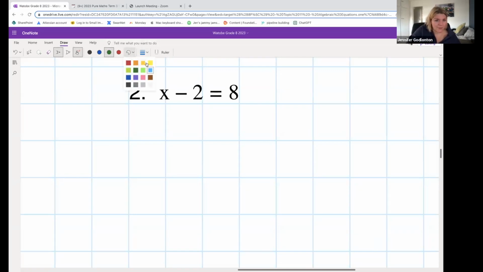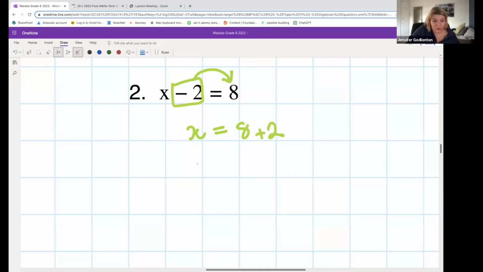Nice job, guys. Okay, so we can see we've got this -2 over here. We're wanting to move it over. When it jumps over, it changes to the opposite sign. So it was -2, and now it's going to become +2. And so our final answer is x is equal to 10.